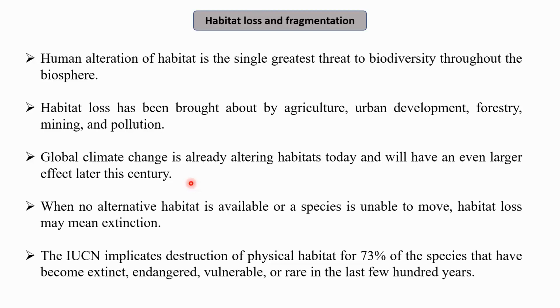The IUCN implicates destruction of physical habitat for 73% of the species that have become extinct, endangered, vulnerable, or rare in the last few hundred years. This number is alarming and is sufficient to tell that habitat loss is one of the major threats to biodiversity, as it suggests that destruction of physical habitat has led to the extinction, endangerment, or vulnerability of these species, with numbers so low that they are on the verge of extinction or of becoming endangered. Therefore, habitat loss is one of the greatest threats to biodiversity.